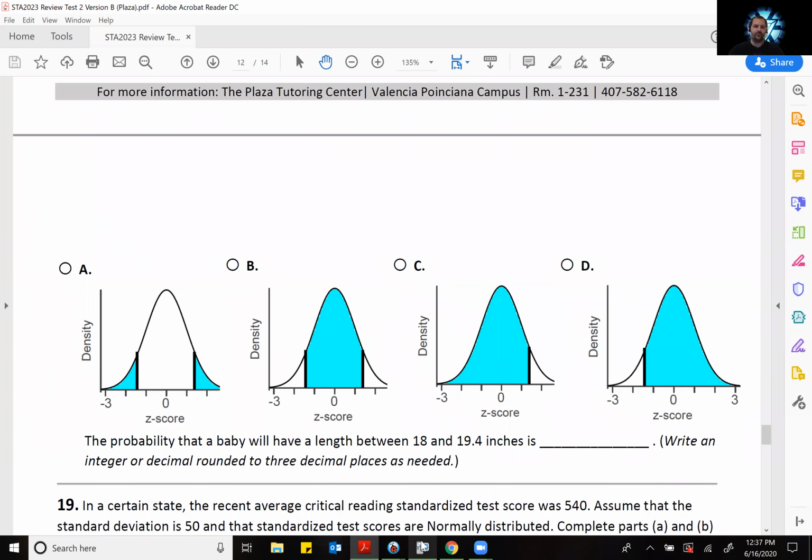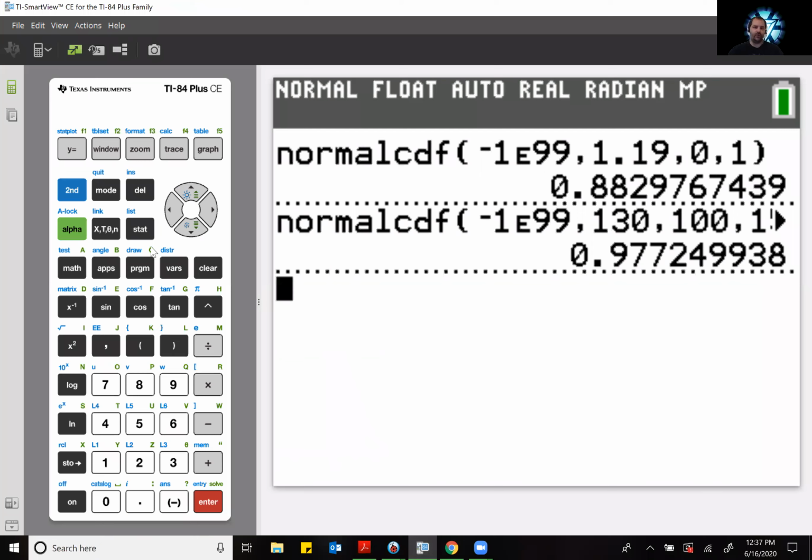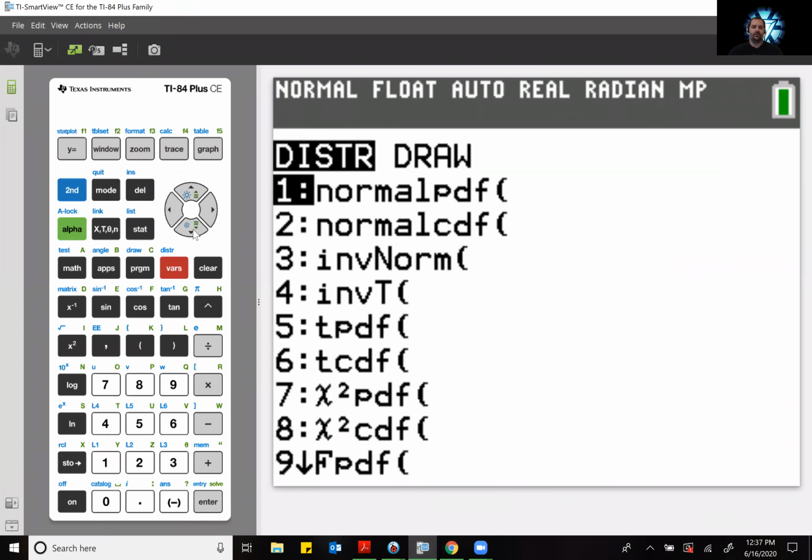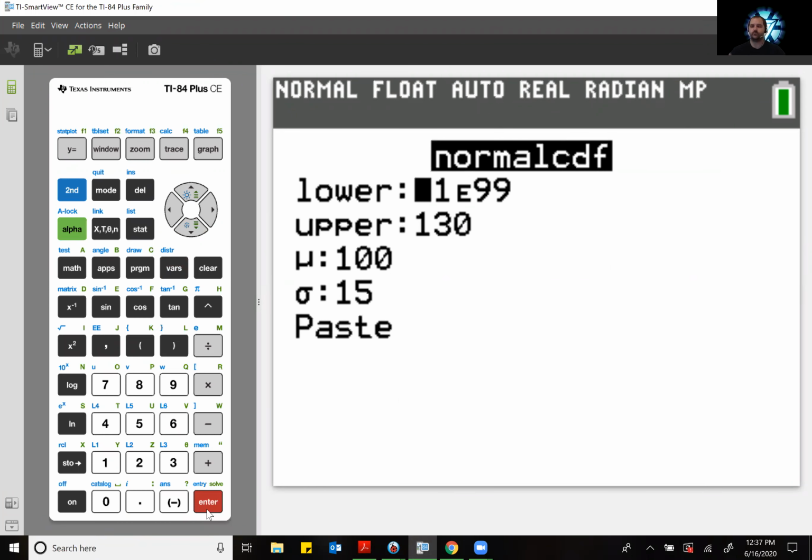And again, you could use the data. Obviously, let's do the between. Let's run it on the calculator so you know what's going on. So second vars, normal CDF. What do you put in for the lower? Negative. Say it again.